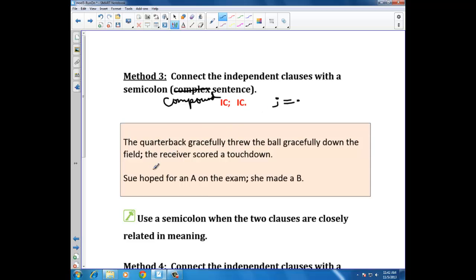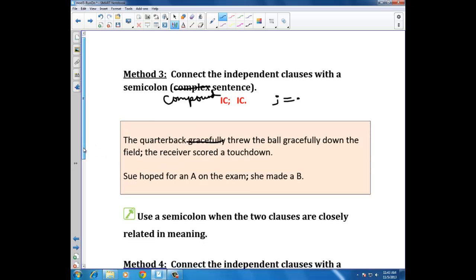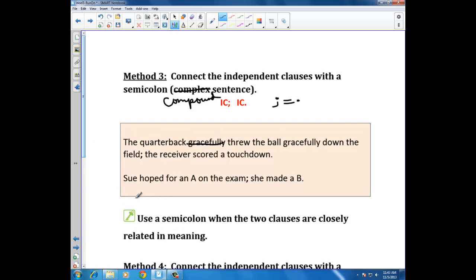The quarterback gracefully threw, we've got two gracefullys here. The quarterback threw the ball gracefully down the field; the receiver scored a touchdown. Sue hoped for an A on the exam; she made a B. Here's the key. Use a semicolon when the two clauses are closely related in meaning, and many readers prefer that those two clauses be short.